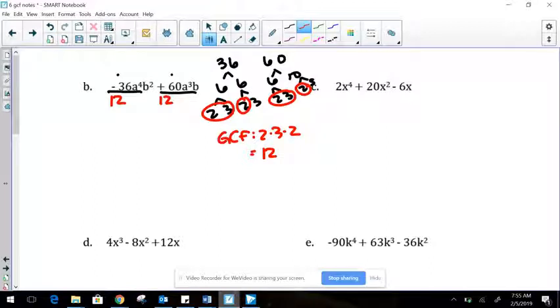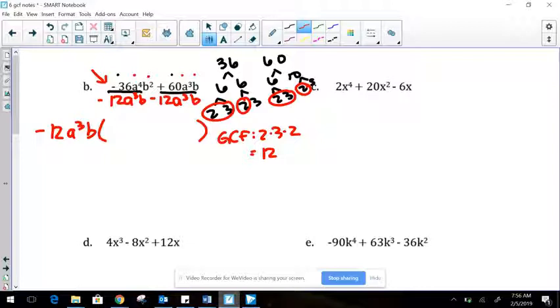Now, this is a little bit new because there's a negative sign in front of the first term here. When this happens, you want to take out the negative then. Okay, let's look at my a's. I have a to the fourth, a cubed. My smaller of the two is a cubed. And then I have b squared and b. I'm just going to take out a b. Okay, so let's write negative 12a cubed times b and then my parentheses.